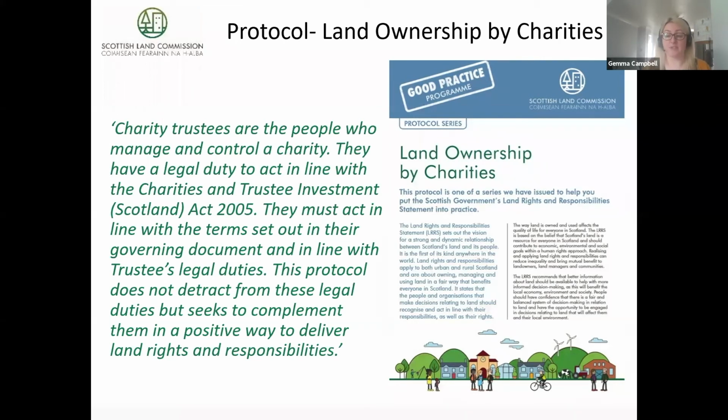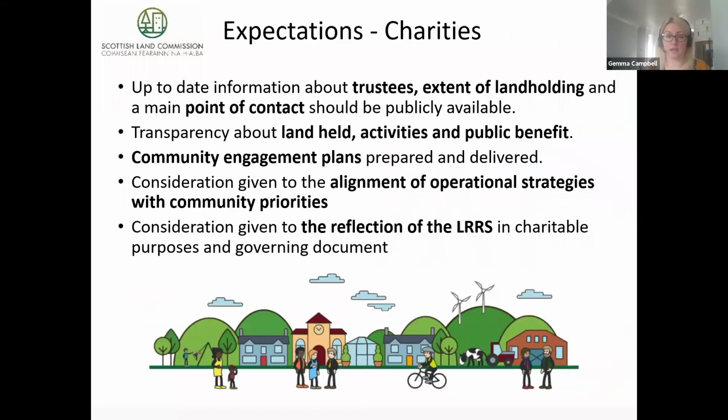So charities have to demonstrate how they meet their legal requirements throughout the life of the charity, and they do receive some benefit through that status. So in terms of the expectations, I'll move on now to the next slide.